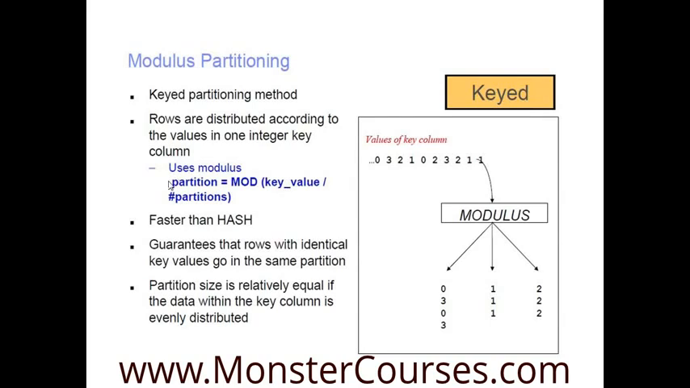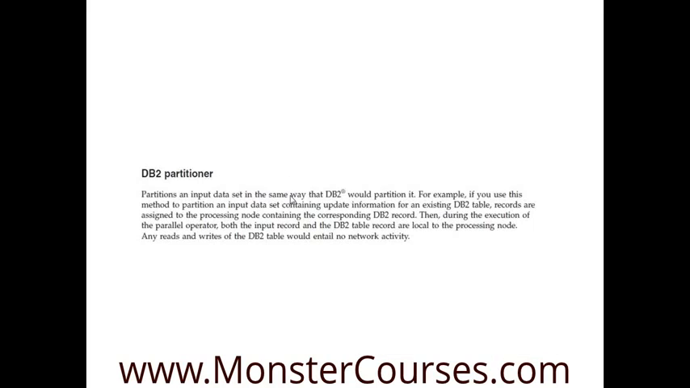So this is the logic this algorithm uses: partition equals the mod of key value divided by the partition number. Key value is nothing but the value of the particular column which we give. The example is for 3 nodes, so the partition number will be 3.